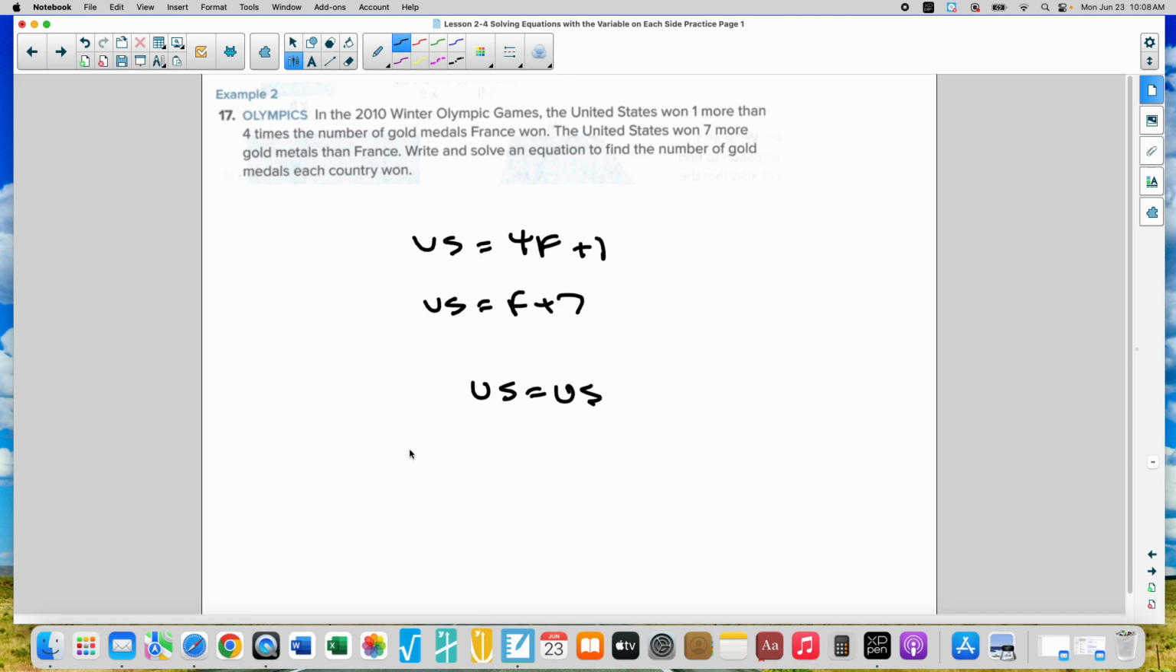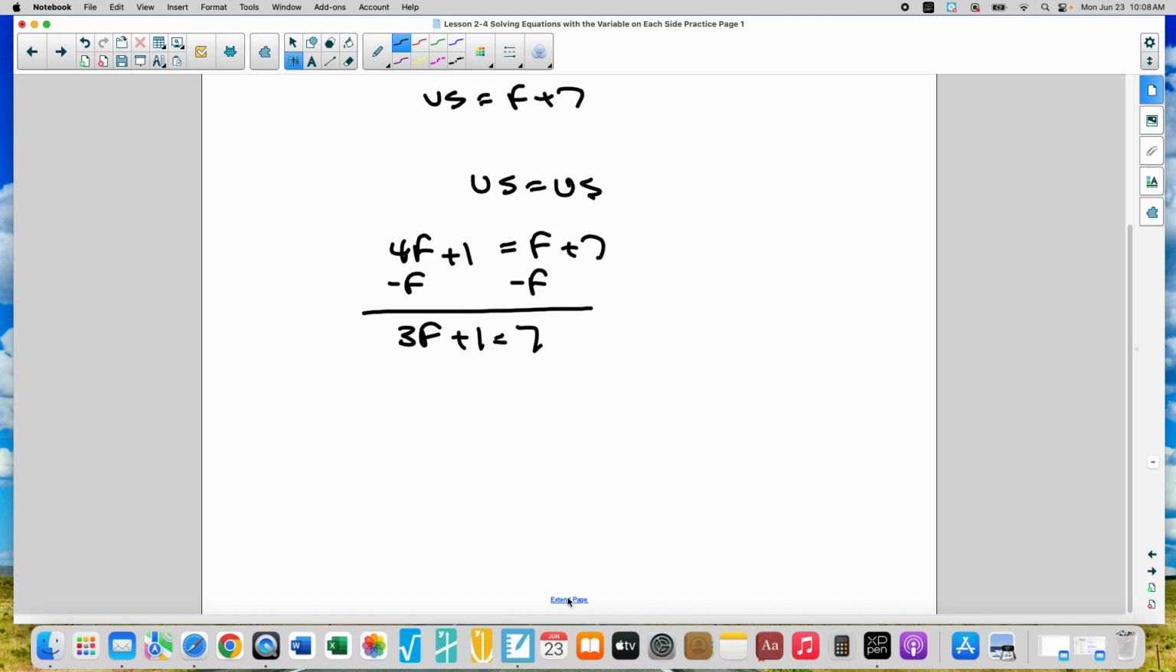So we're going to take this 4F plus 1 should equal the other U.S., F plus 7. And now we have variables on both sides. So we'll subtract F, which gives us 3F plus 1 equals 7. We're going to minus 1. 3F equals 6. Divide by 3. France won 2 gold medals, but that's not what they're looking for.